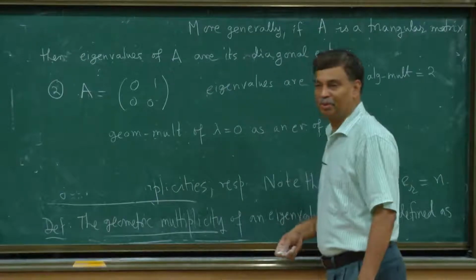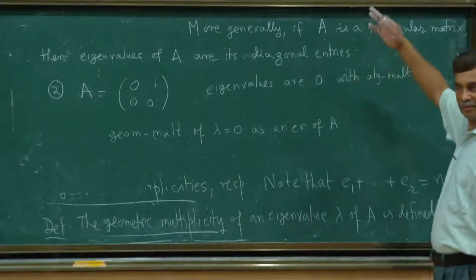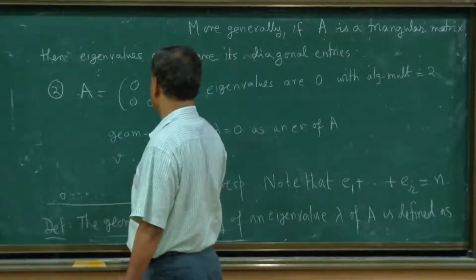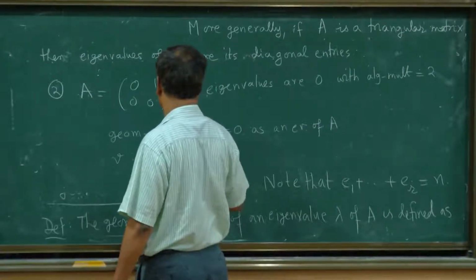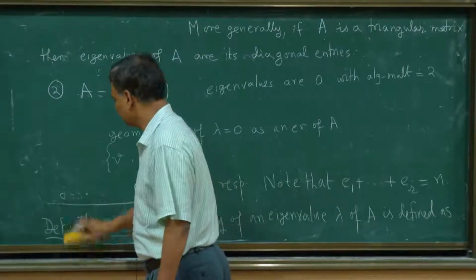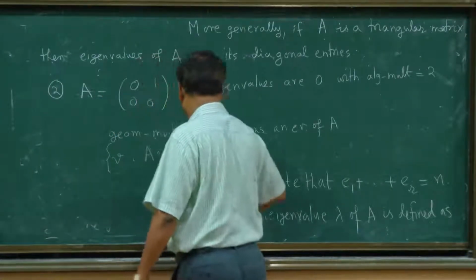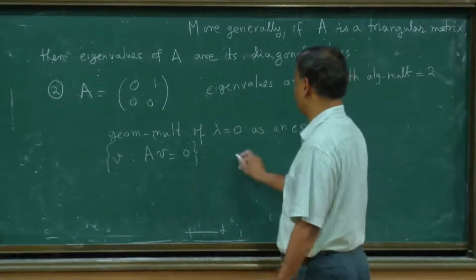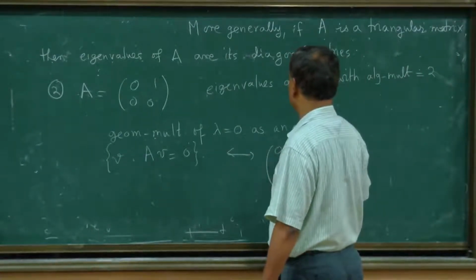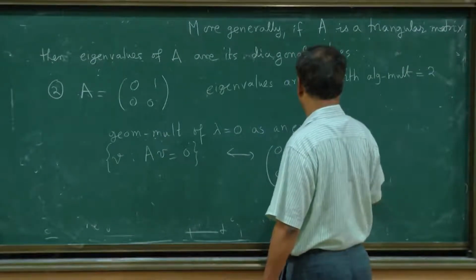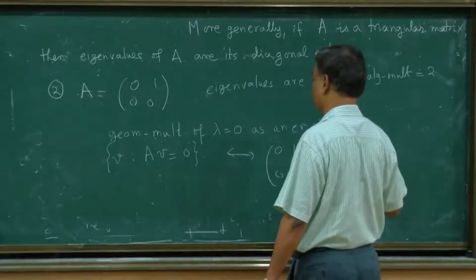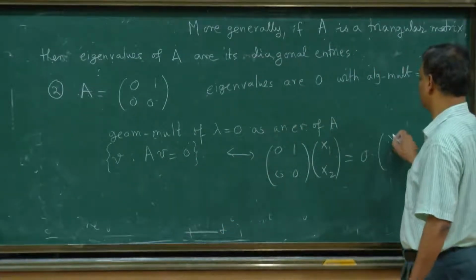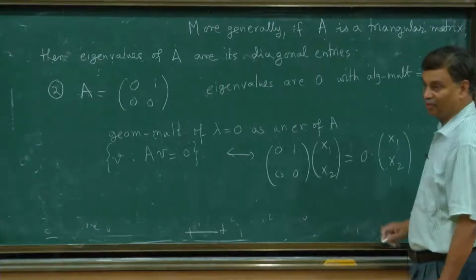What is the geometric multiplicity? How do I calculate the geometric multiplicity? I look at the eigenspace. So I look at the set of all V such that AV is 0. This V is a column vector, so I want to solve the matrix 0 1 0 0 times x1 x2 equal to 0 times x1 x2, since 0 is the eigenvalue. That is the equation that I want to solve.